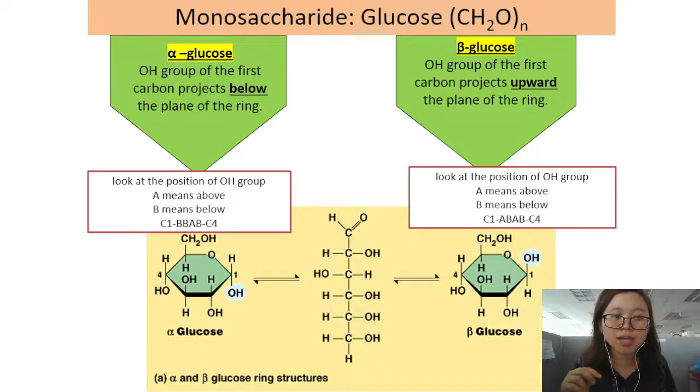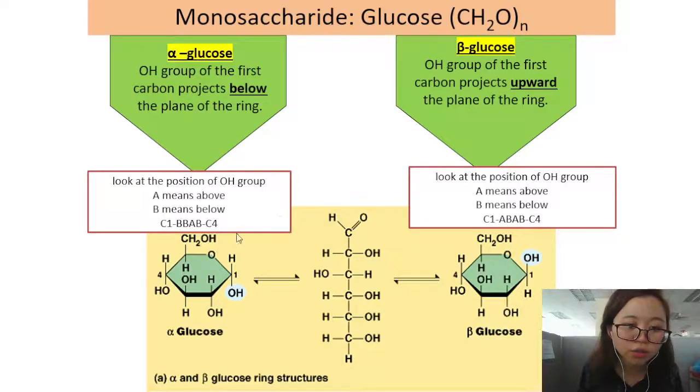Alpha glucose, the OH group of the first carbon will project below the plane of the ring. So kalau dia adalah bentuk ring macam ini, alpha glucose dia punya OH adalah di sebelah bawah. If you are looking at the position of the OH group, kita boleh cakap A means above, B means below, or A atas, B bawah. Okay, hold on. Say for example, we're looking at this alpha glucose.